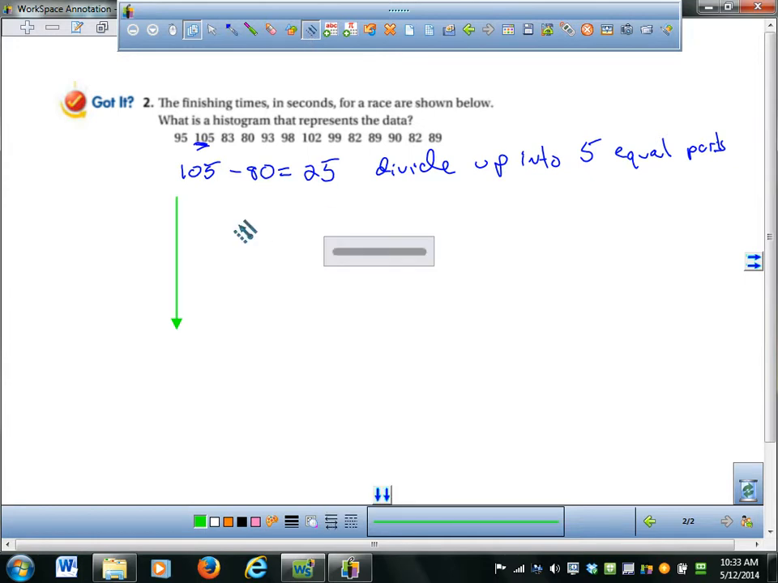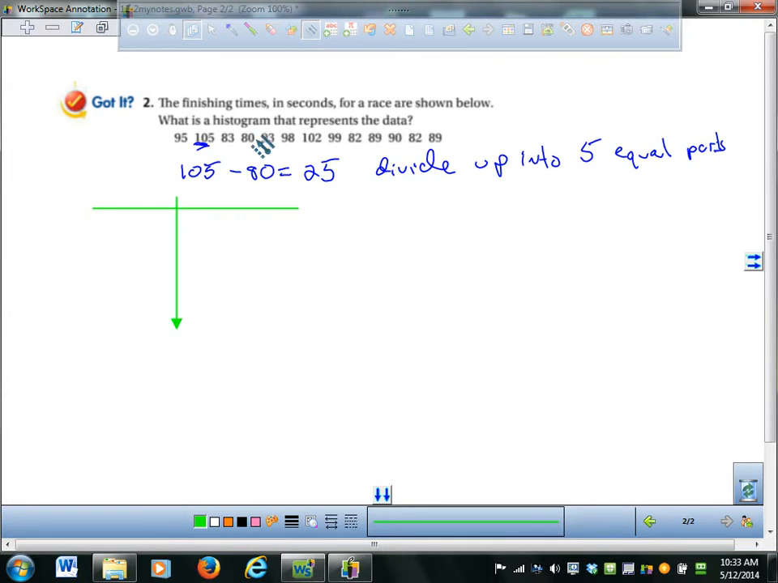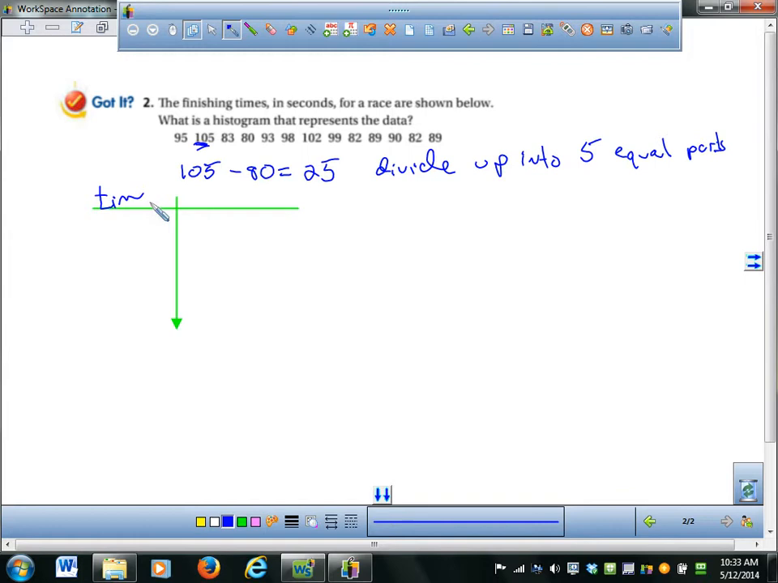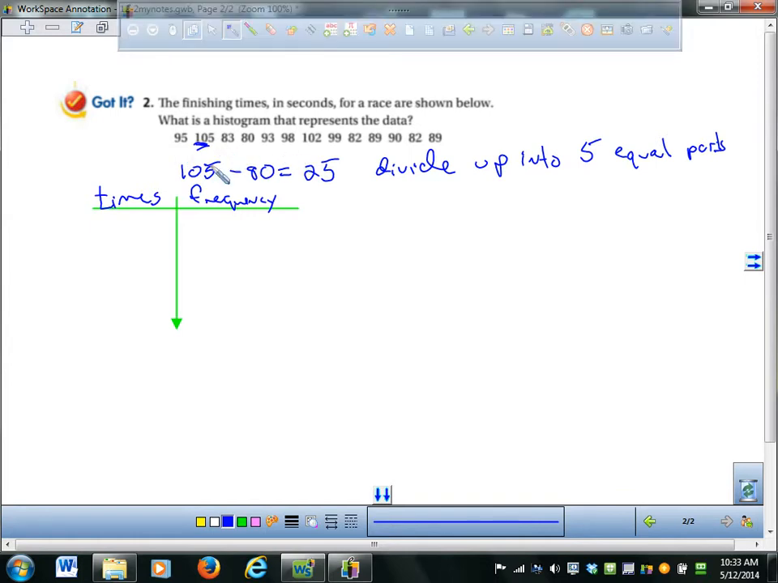Okay. It's okay. So what are we talking about? Finishing times. Times, and this is frequency. So what do I start with? What's my lowest number? 80. And so I want a width of my interval, okay, 5. So where would that go to? 85. Not 85. It'd go to 84, right? Because it's 80, 81, 82, 83, 84 makes 5. So you got to be a little careful. So that goes from 80 to 84.